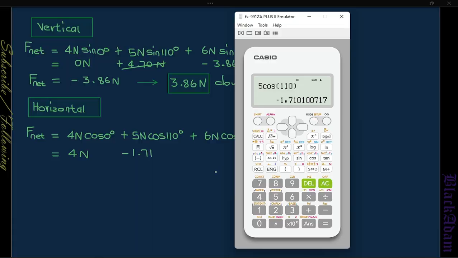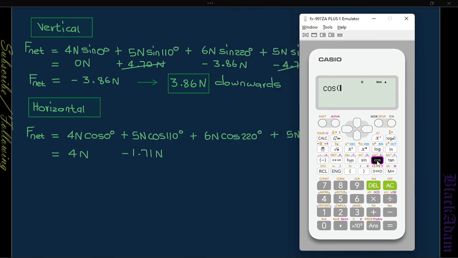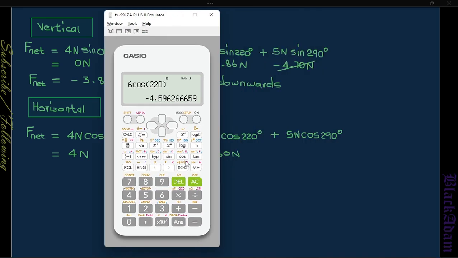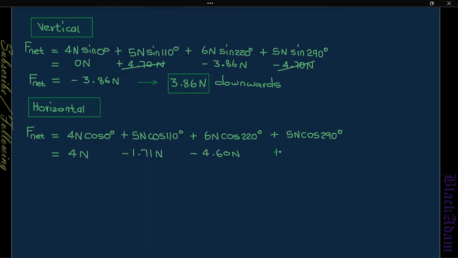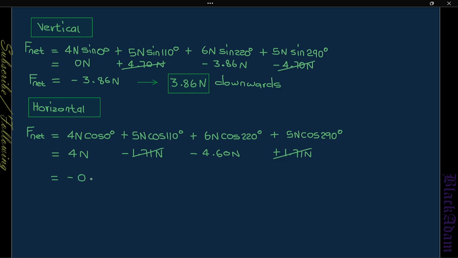1.71 Newtons. Then we have 6 multiplied by cos 220, that's negative 4.60 Newton when you round off. And then 5 multiplied by cos 290 is positive 1.71 Newton. So again we have the same quantity with different signs, and they cancel out. We're going to have 4 minus 4.60, which is negative 0.60 Newton.